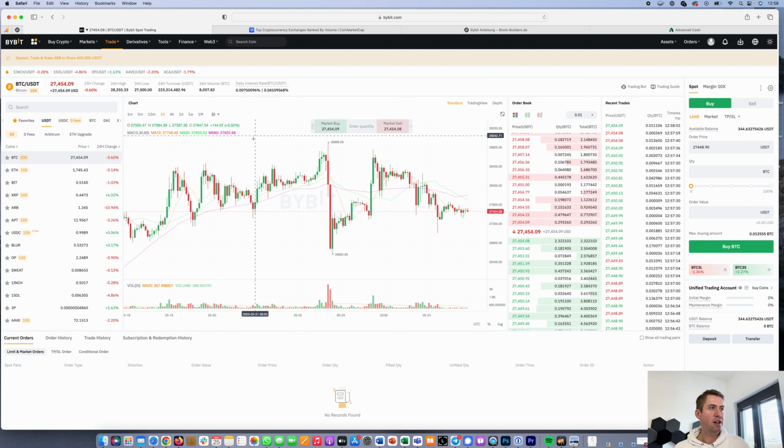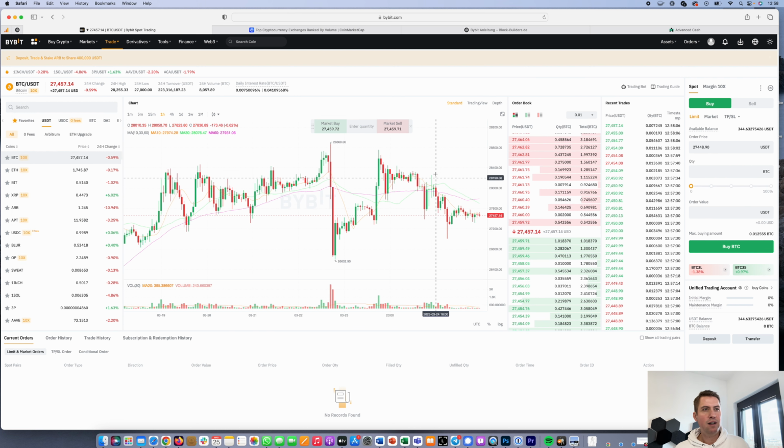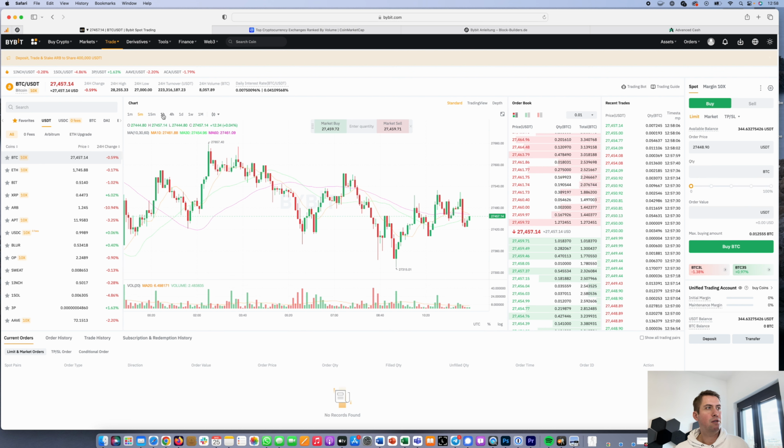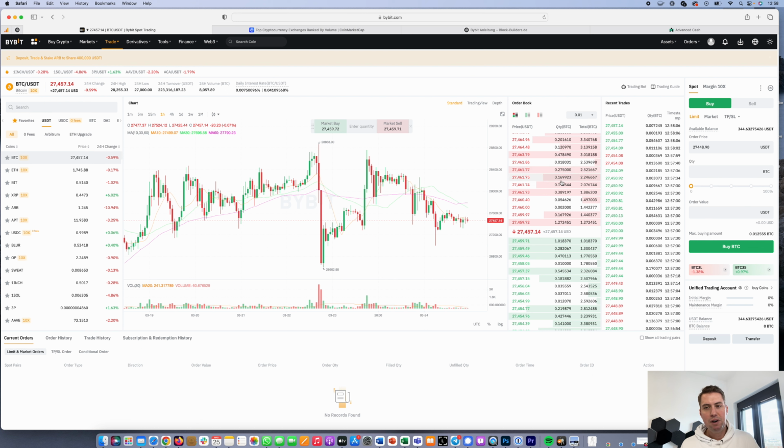And then you have the chart here. You can select the cryptocurrency that you want. So for example, Bitcoin. And then you have the chart here. One candle is 1 hour. You can change that to 5 minutes or 4 hours or whatever you like. Then you have the order book here. In red, all the sell orders, and in green, all the buy orders. And here you have the most recent trades.